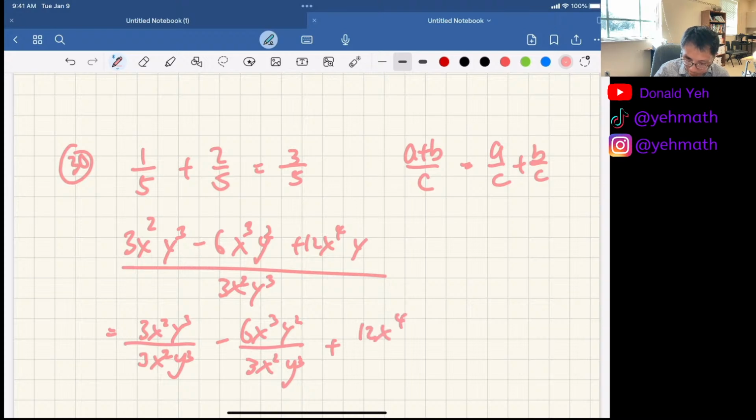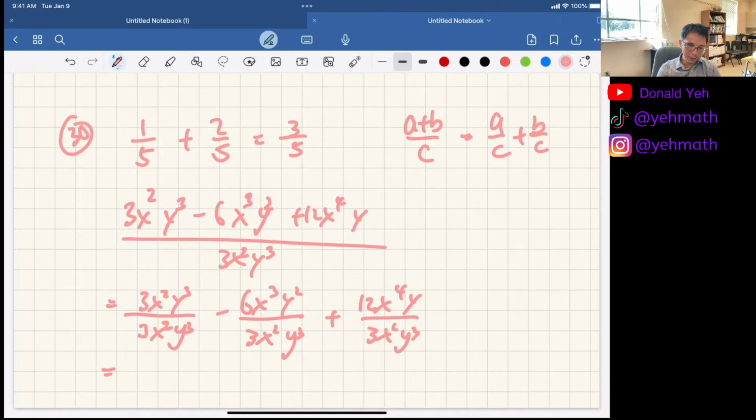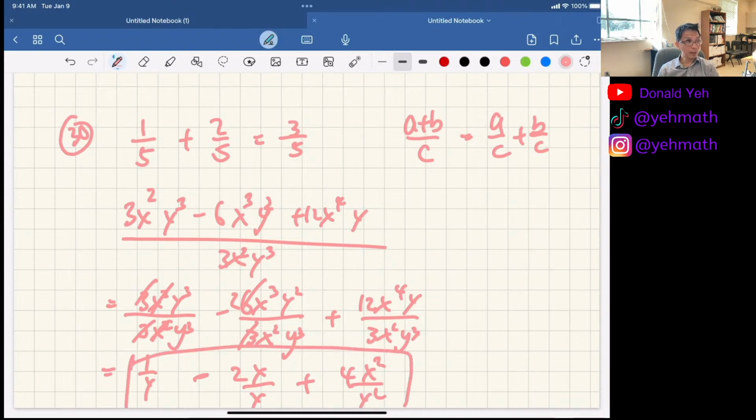And hopefully you see that. Hopefully you see that the bottom's one term, you can split all three terms up. And why are you doing that? Because it actually makes life easier if you just simplify it. That's 1 over y plus 2, oh sorry, this is negative 2x over y plus 4x squared over y squared. And that's it, I'm done.